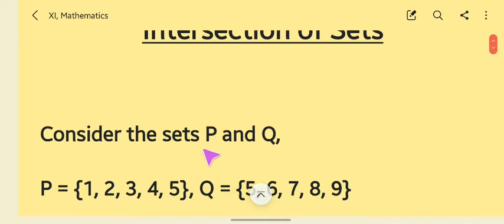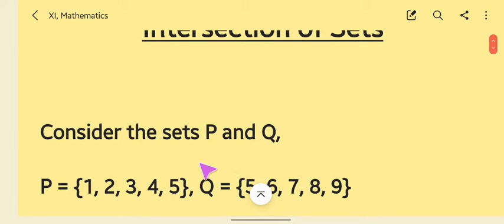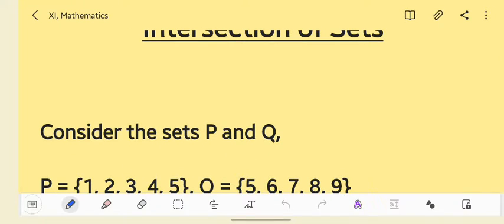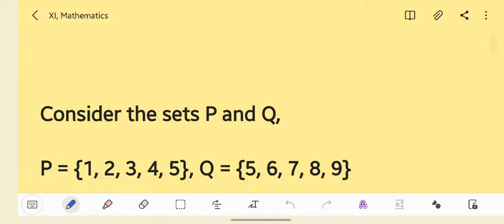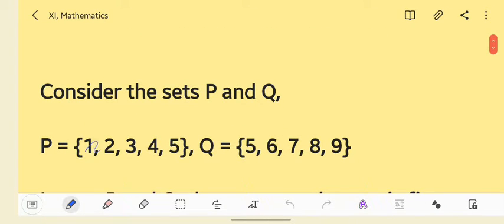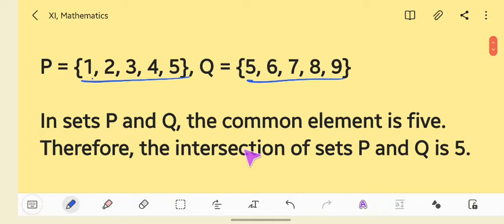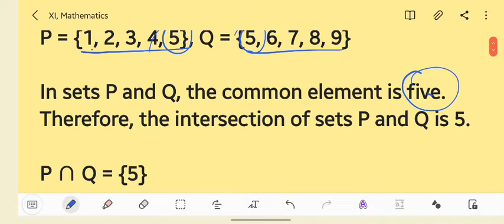Consider the sets P and Q, where P is given as 1, 2, 3, 4, 5. These are the elements of the set P. And Q is given as 5, 6, 7, 8, 9. So in sets P and Q, the common element is 5. If you see here, the common element is 5, which is given here. Therefore, the intersection of set P and Q is 5.